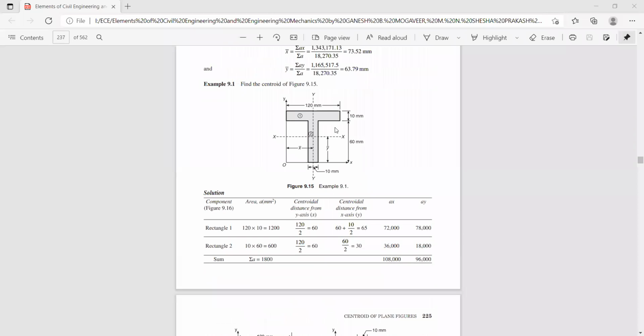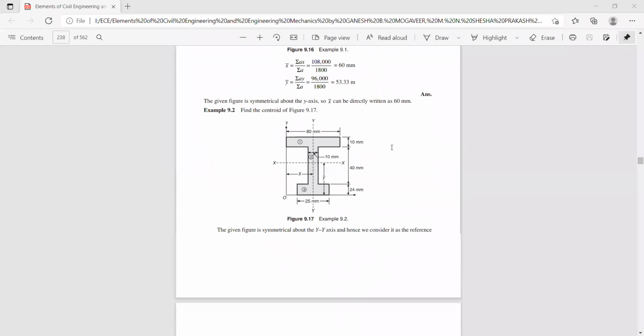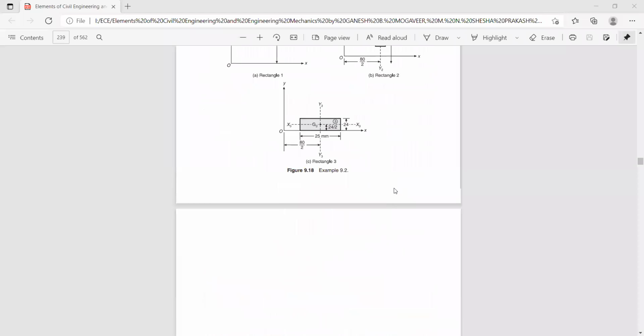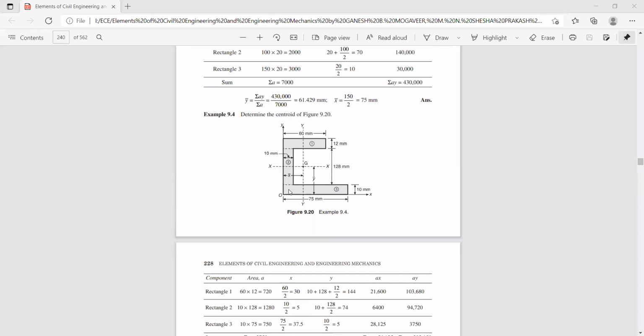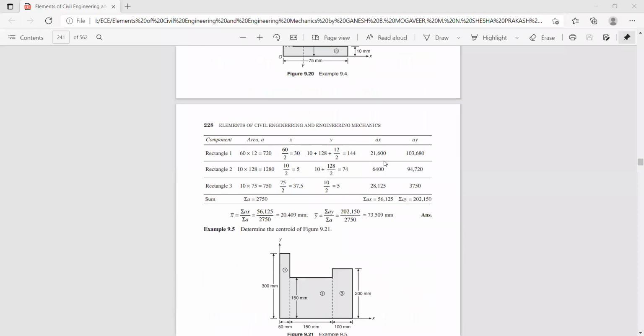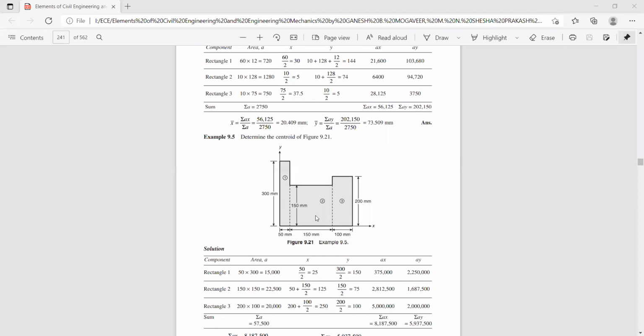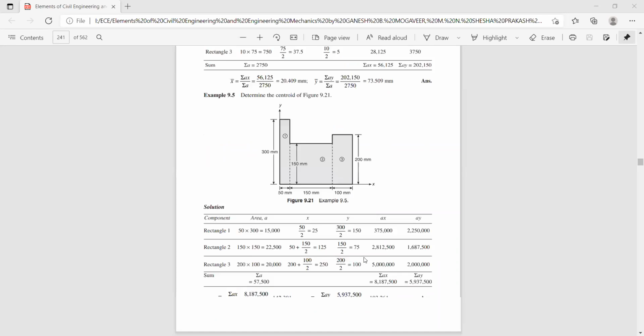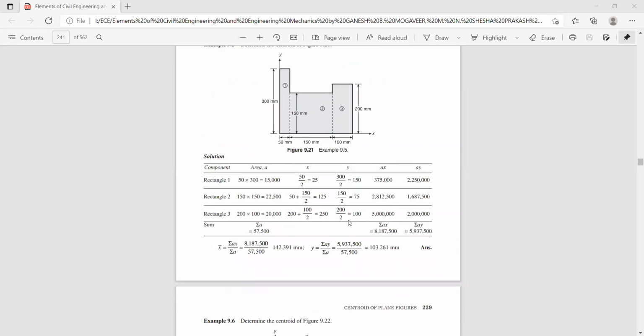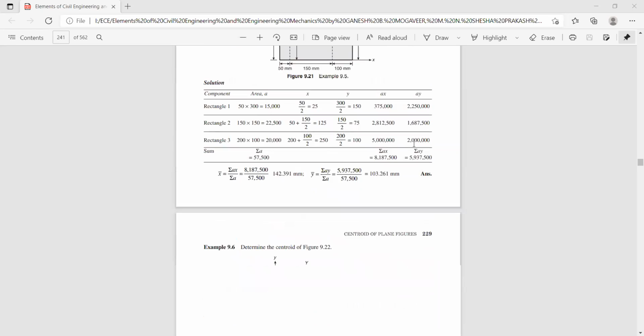So these types of problems we have already discussed in the previous class, the I section, and this problem also we have discussed in the previous class. And now it is a very simple one. Here you have three individual rectangles, so this figure you can divide into three parts. Then here no deduction is made because the entire figure is a solid one. So you need to find the values of x bar and y bar, and the descriptions have been given below. You can go through this problem. Anyway, I have shared this textbook in the WhatsApp group.